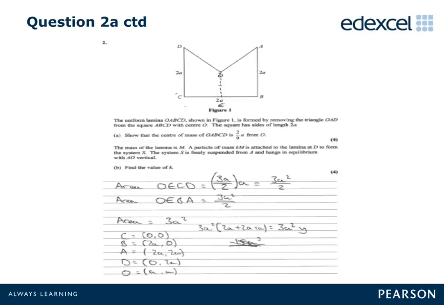This candidate has split the shape into a pair of trapeziums. They calculate the area correctly, but unfortunately they do not know how to locate the position of the centre of mass of the trapezium. Their method is to average the coordinates of the vertices, and they stop when they realise that they are not getting anything that looks like the given answer.